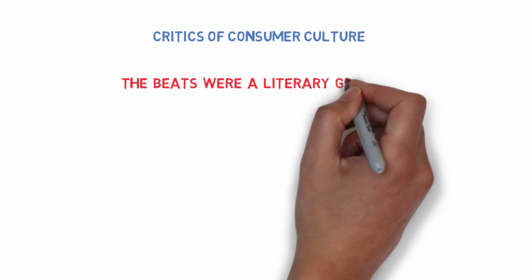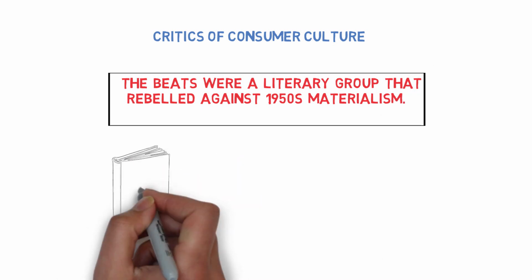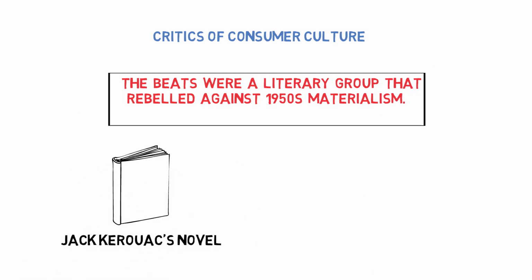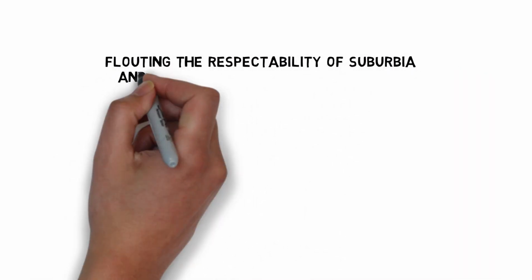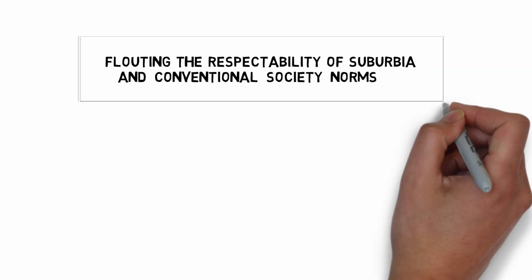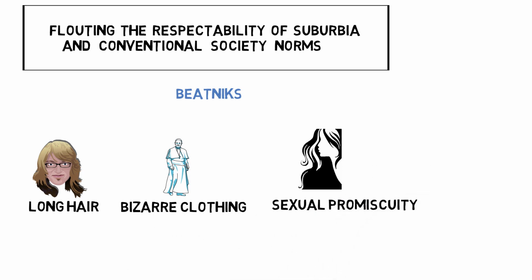The Beats were a literary group that rebelled against 1950s materialism. Beat works included Jack Kerouac's novel On the Road and Allen Ginsberg's poem Howl. Flouting the respectability of suburbia and conventional societal norms, the Beatniks led lives that included long hair, bizarre clothing, and a penchant for sexual promiscuity and drugs.